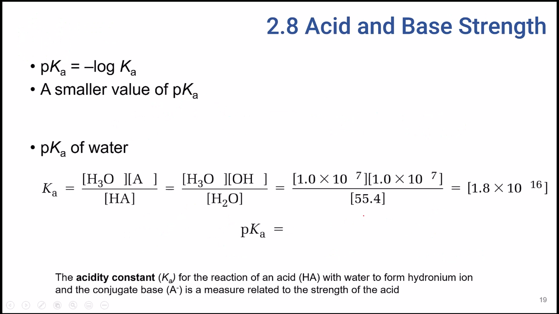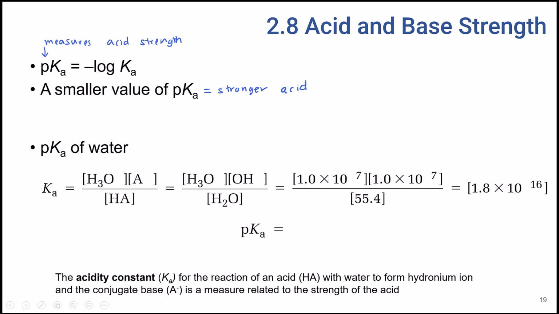When we talk about acids and bases, we also have to think about the strength of an acid or the strength of a base. So the pKa is the measure of how strong an acid is. And the pKa equals the negative log of Ka. A smaller value of pKa means that we have a stronger acid. So there's a difference there between the products and reactants if we think about the equation.